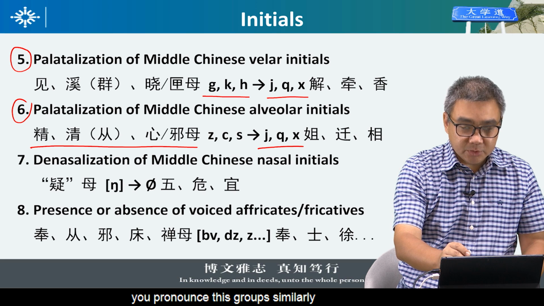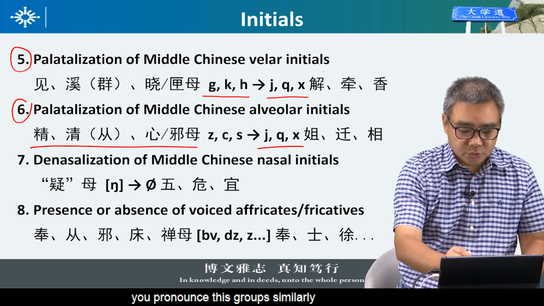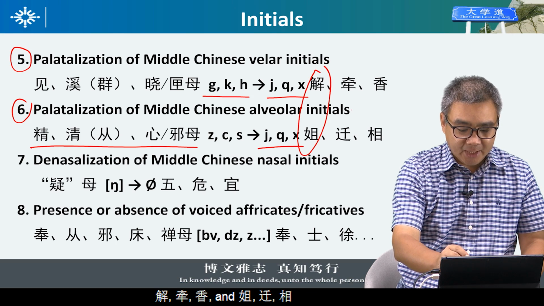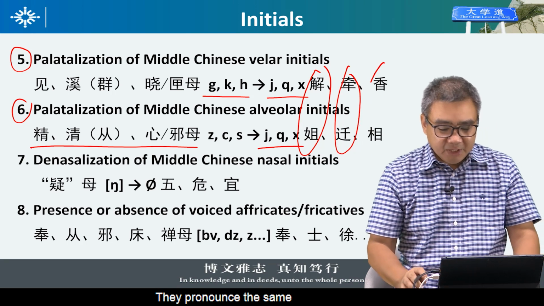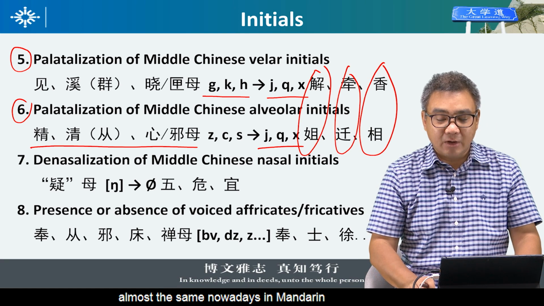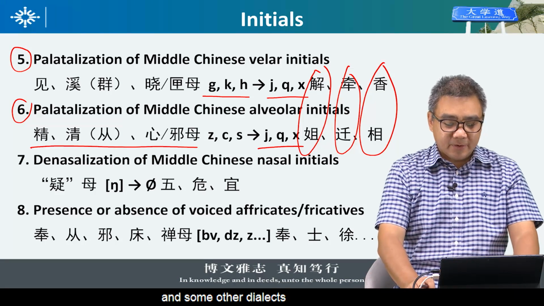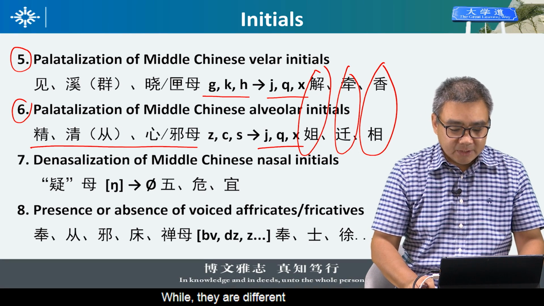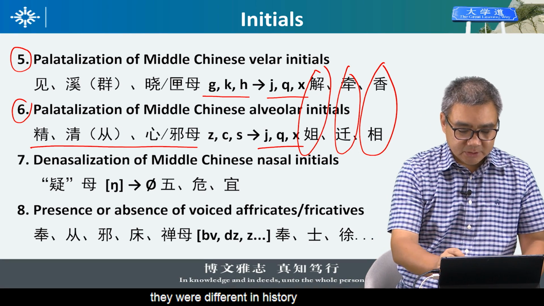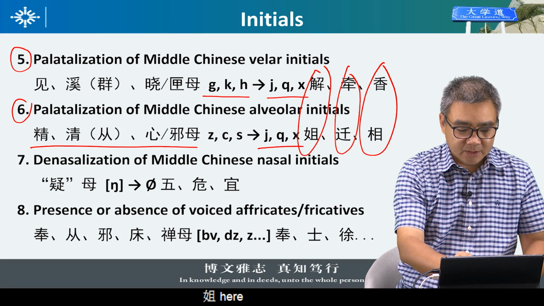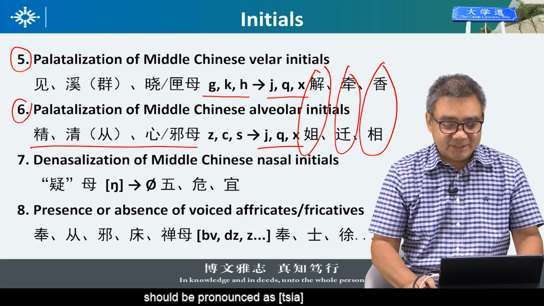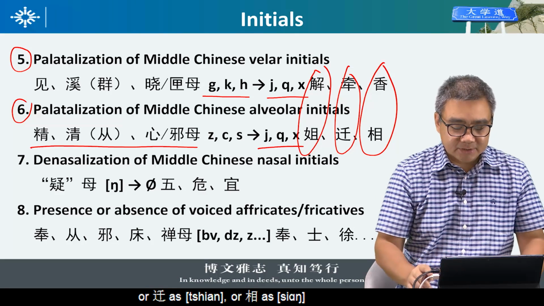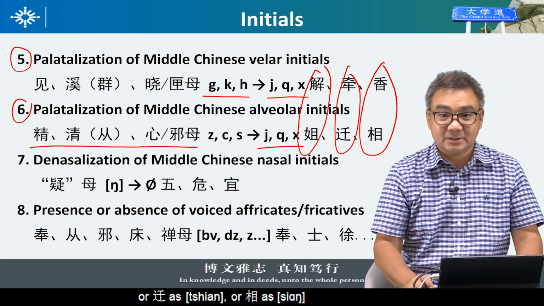For example, you pronounce these groups similarly: 解, 谦, 香. They pronounce the same, almost the same nowadays in Mandarin and some other dialects, while they are different. They were different in history. For example, 解 here in history should be pronounced as 解, or 谦 as a 谦, or 香 as 心.